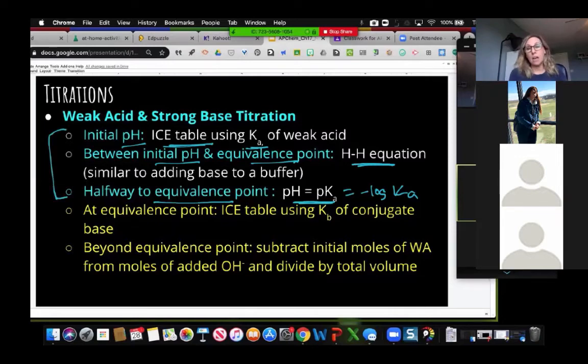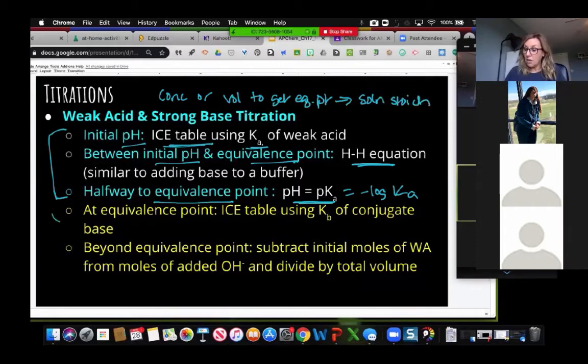And then same as the other one, if you want to know the concentration or the volume to get to equivalence point, that's going to be solution stoichiometry as well.